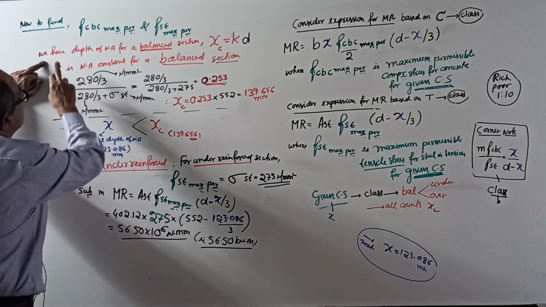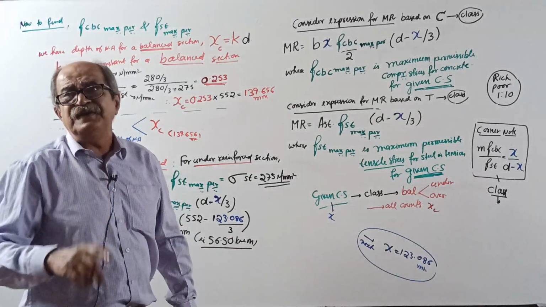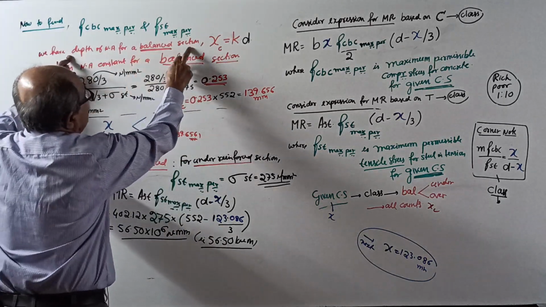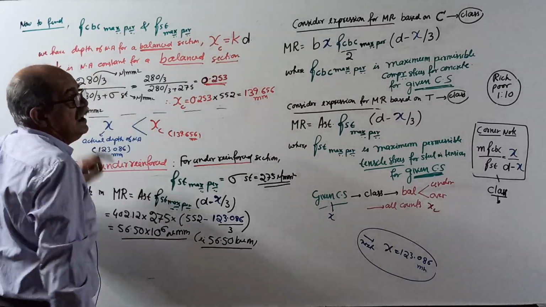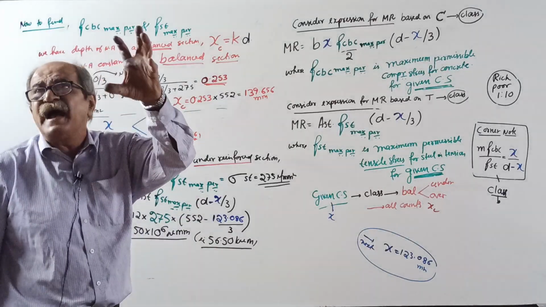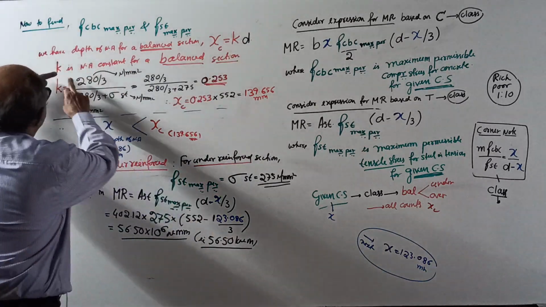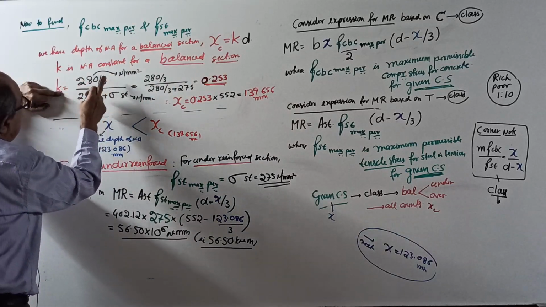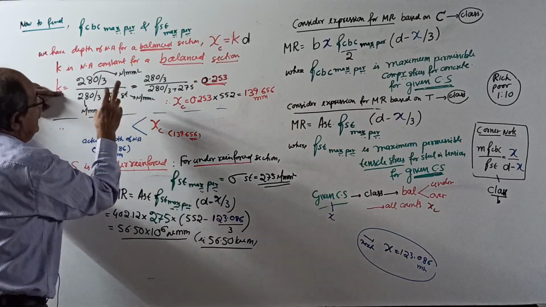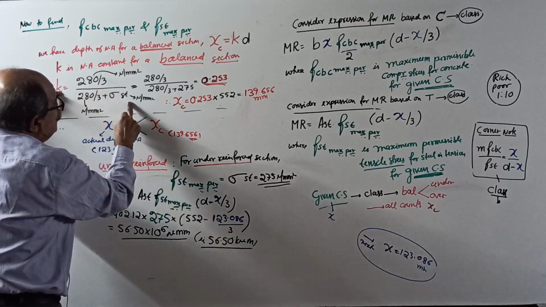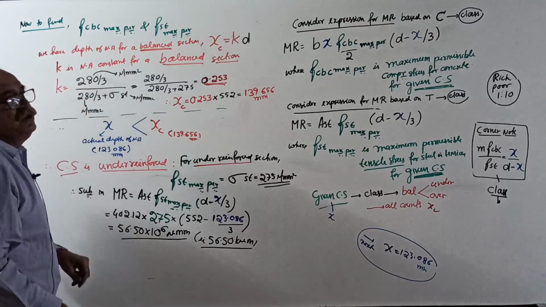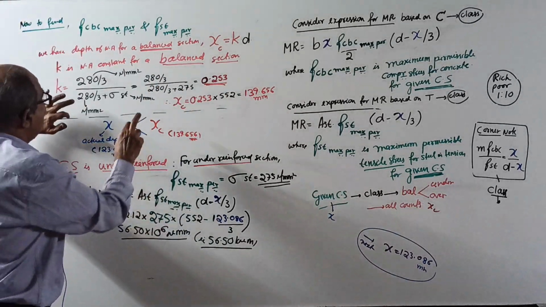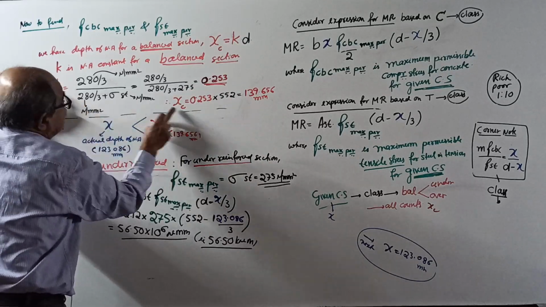First, find the depth of neutral axis for a balanced section. Remember, in red color: depth of neutral axis for a balanced section, xc equal to kd. In the limit state method, it is xu and xu max. Here K is the neutral axis constant for a balanced section, given by 280 by 3 by 280 by 3 plus sigma st. Remember, sigma st is in Newton per mm square, and 280 also is in Newton per mm square. Substitute and you get 0.253, which is unitless.